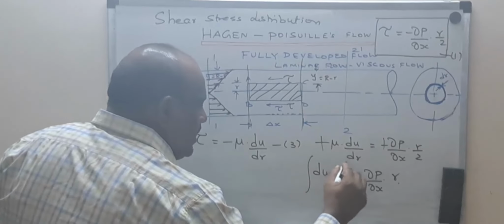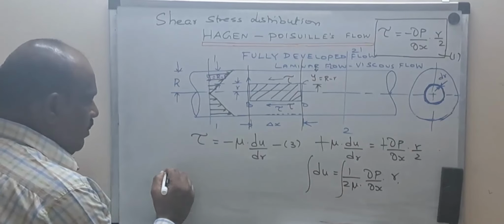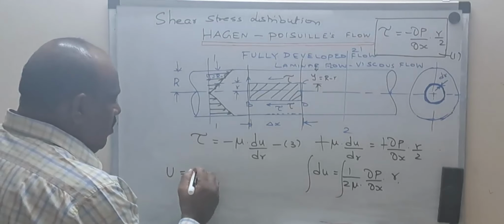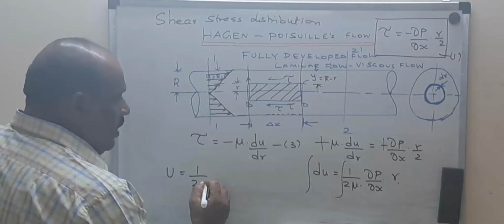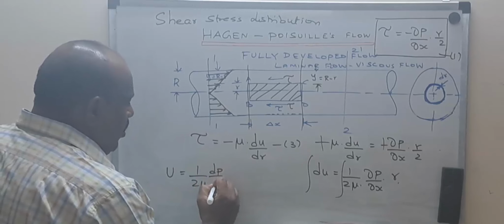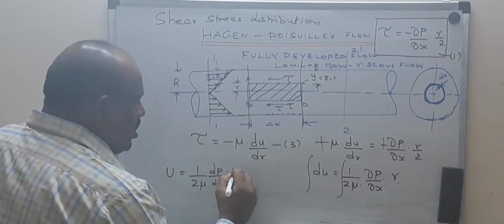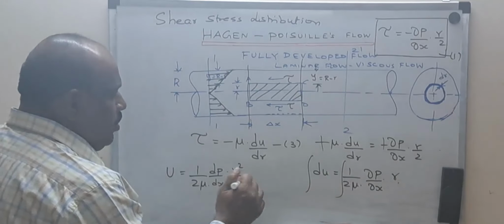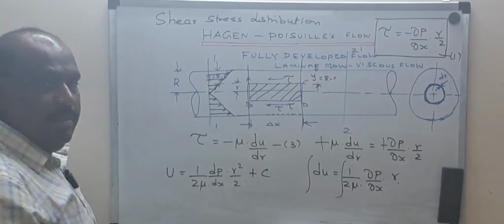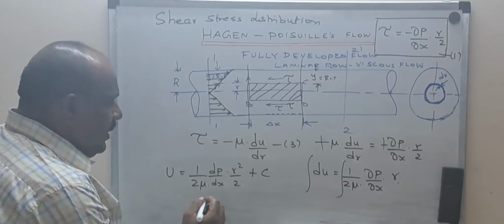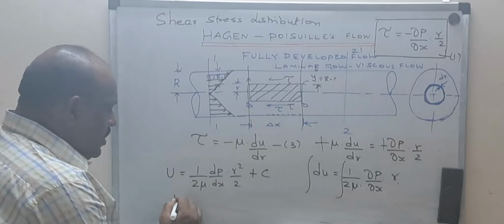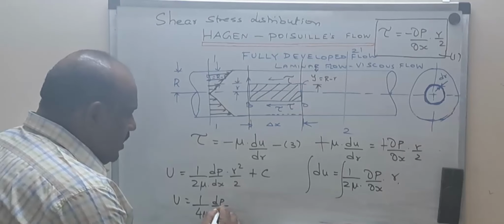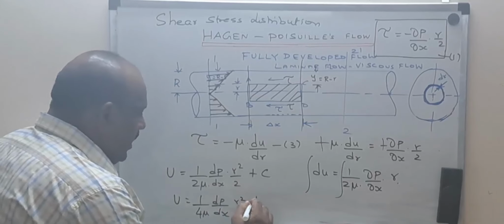Integrate on both sides. So now it will become u. When I integrate du, it will become u. So it will become 1 by 2 mu dou p by dou x into r squared by 2, because when I integrate r, it will become r squared by 2, plus constant of integration as c. Now u is 1 by 4 mu dp by dx of r squared plus c.